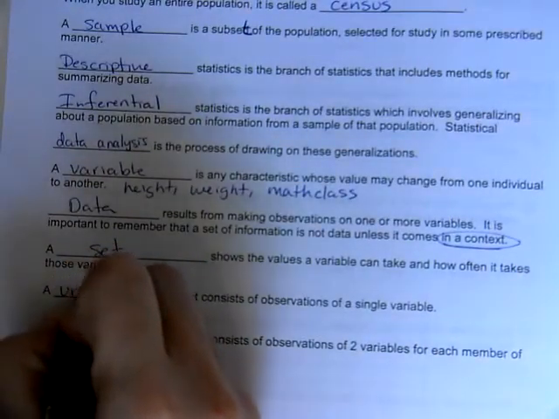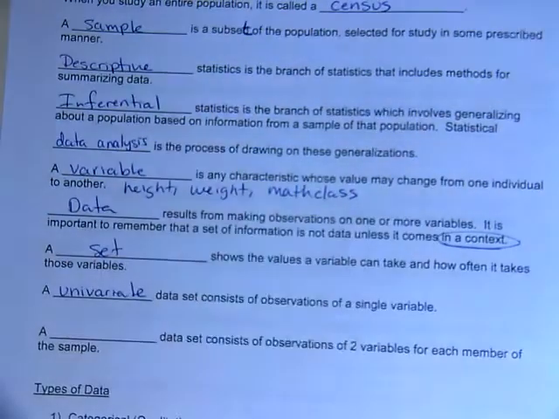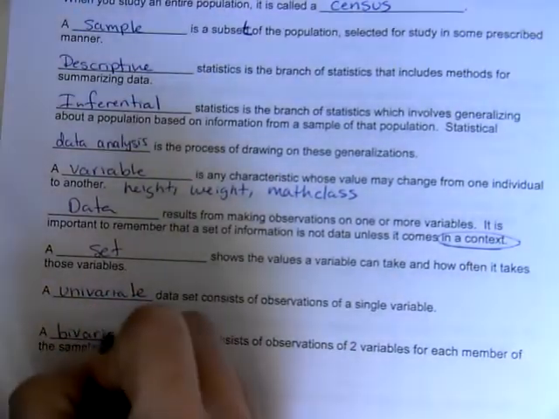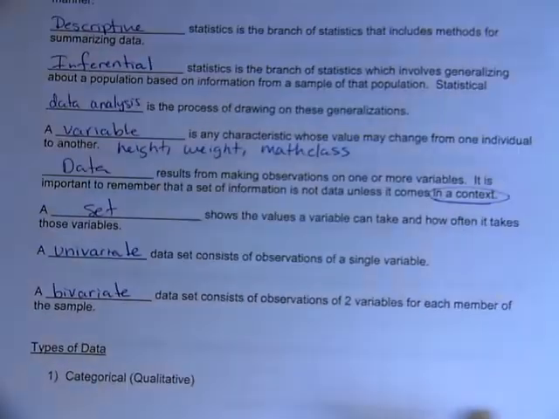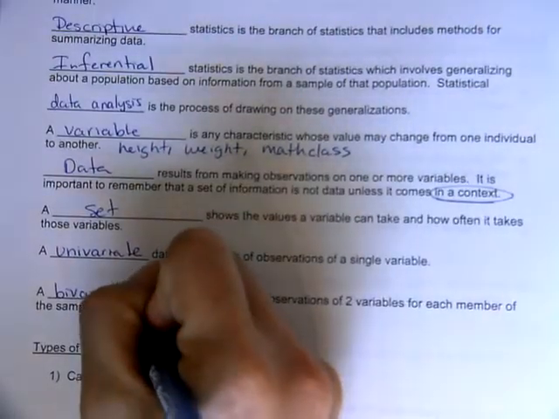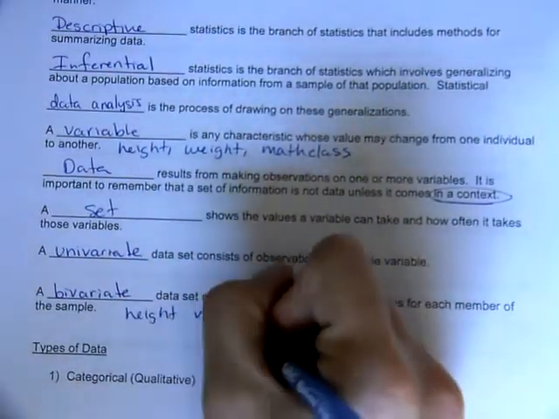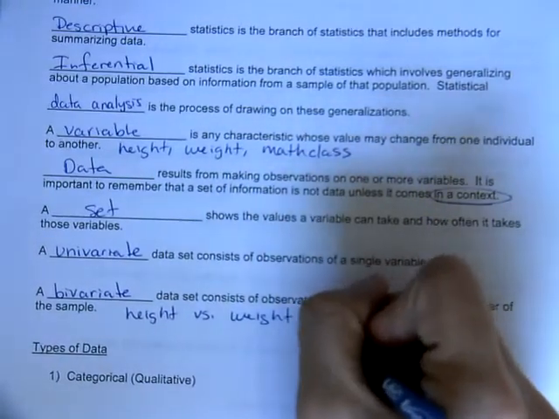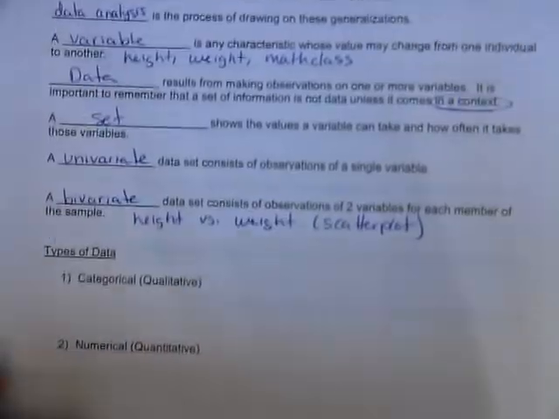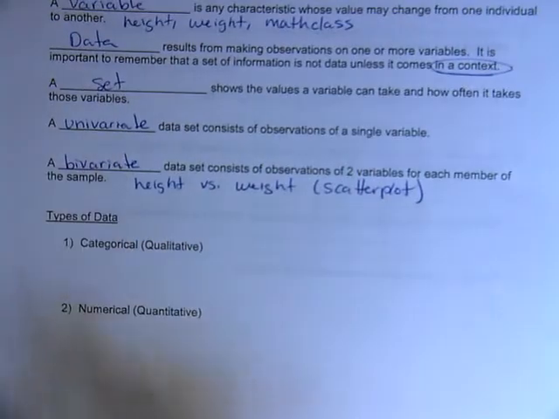Univariate data is what we're going to look at first. It's a set that consists of observations of a single variable. So if I looked at everybody's height in this class, or weight in this class, or shoe size, that would be univariate. Bivariate data is two observations of two variables for each member of the sample. So height versus weight. We look at this later, like a scatter plot. That'll be in chapter 5. So univariate we start off with, and then we get to bivariate.